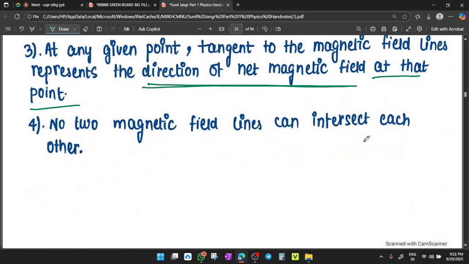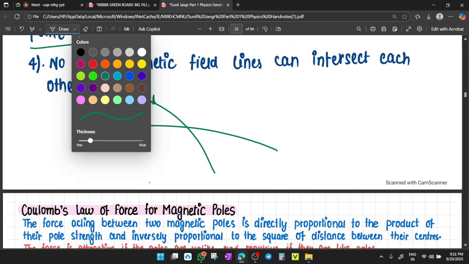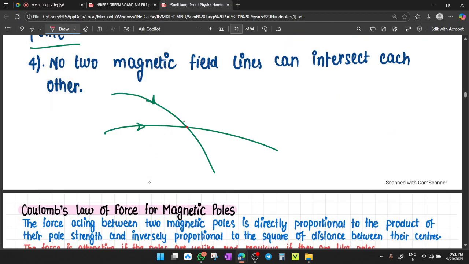No two magnetic field lines can intersect each other. Very obvious, very basic property. Suppose these are two different lines of forces. If they intersect at one point, then at the crossing point there may be two directions of magnetic field. One is this, denote it B1, and another one is this, denote it B2. But a point cannot have two directions of magnetic field.